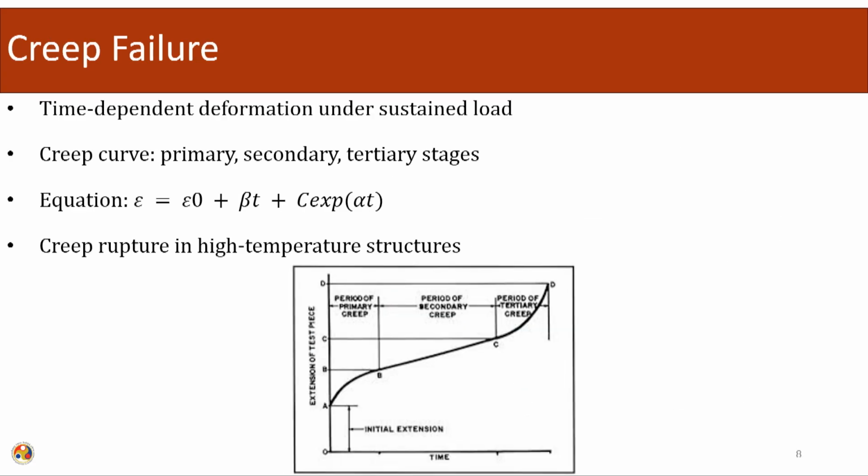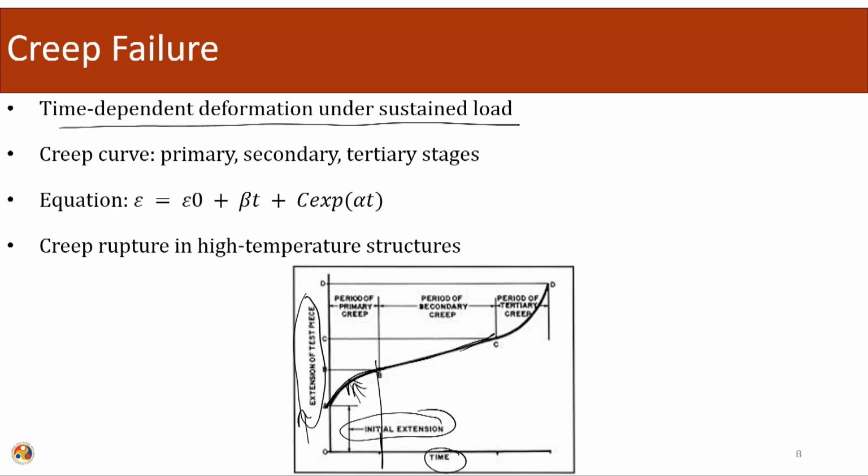Creep failure. Creep is a time dependent formulation in which the failure occurs due to time dependent deformation under sustained loading. Let us say in this curve we are monitoring the deflection versus the time. When the specimen is loaded, there will be an initial extension. After that, as time grows, there will be a period of primary creep and a period of secondary creep. Basically it is saying that with the sustained load, there will be a deformation in the structure.